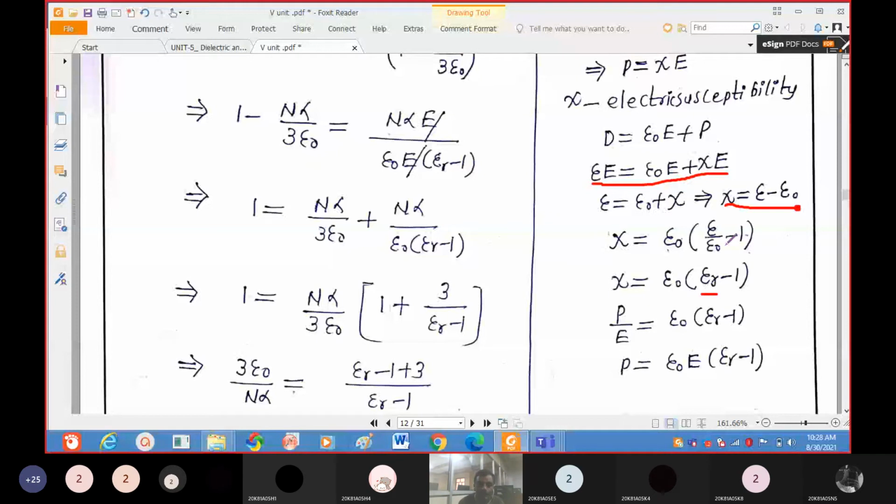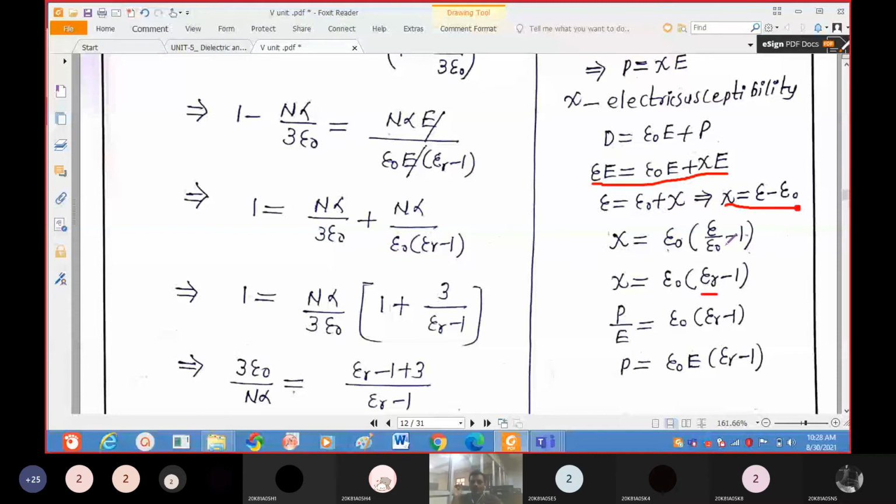Now, dielectric polarization. In the presence of an electric field, separation of positive and negative charges is induced in the dielectric. Each separated charge acts as a dipole and has a dipole moment. So dipoles are induced in the dielectric and exhibit a net dipole moment in the electric field. This phenomenon is known as dielectric polarization.